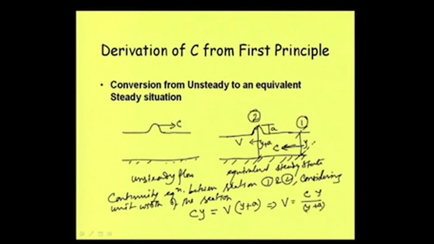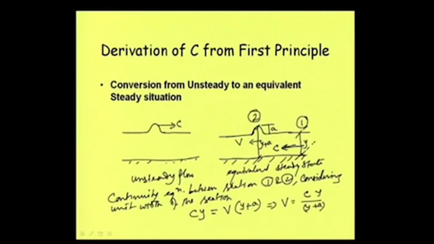Let us keep this expression here, and now we can write another expression. From the continuity equation we are getting this relation, that v can be expressed in this form. But we can have another expression from the consideration of the energy equation. Now what will be the energy at this point? At section 1 it will be y plus c square by twice g. And here, because velocity is c, at section 2 it will be y plus a plus v square by twice g.